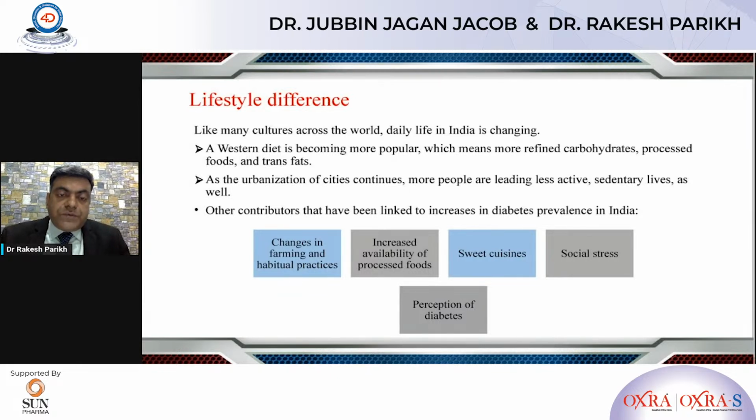So in addition to these, the farming practices have changed nowadays. The processed food is easily available, and people prefer to use processed food rather than cooking at home. The sweet cuisines are very popular. The social stress is there, and the perception about diabetes is lacking. So people are not very aware about diabetes and its complications. So these all are contributing to the increased risk of diabetes in our population. Next slide, please.